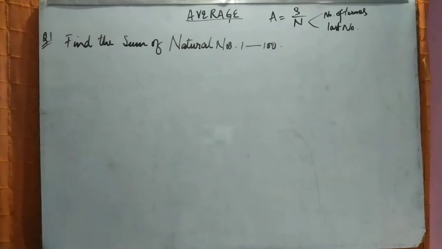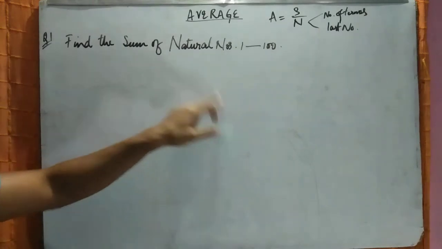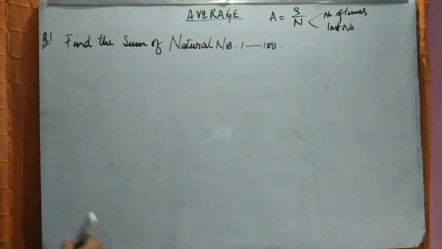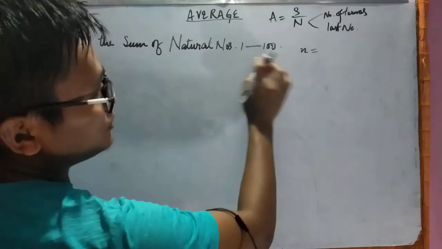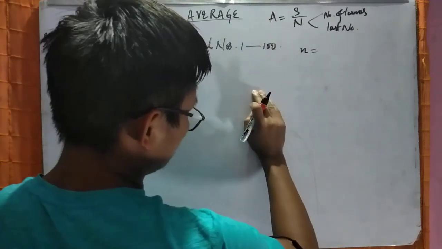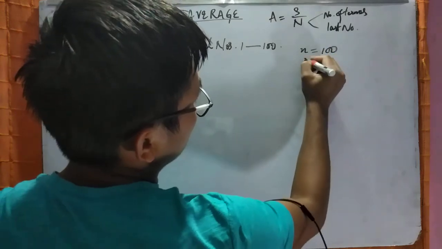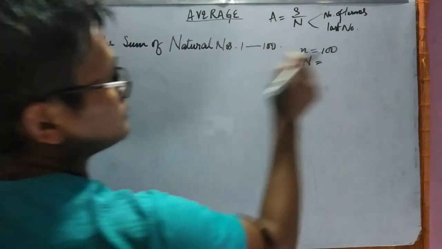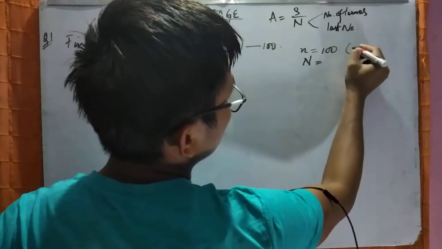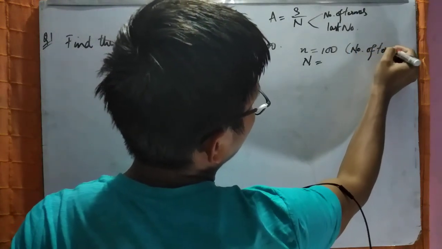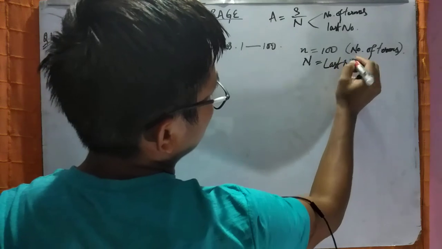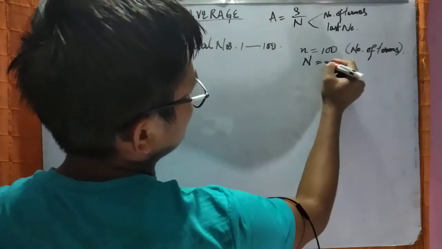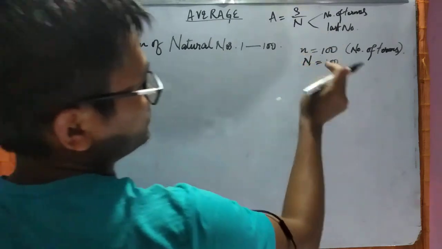Question number 1 for average, a basic one: find the sum of natural numbers 1 to 100. The number of terms is small n, and the last number is capital N. Here the last number is 100, so n equals capital N.